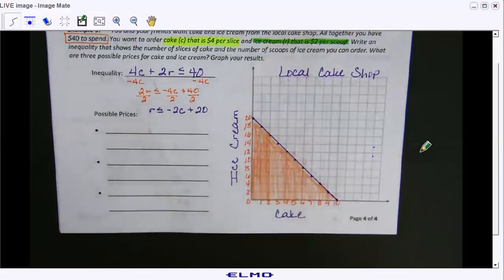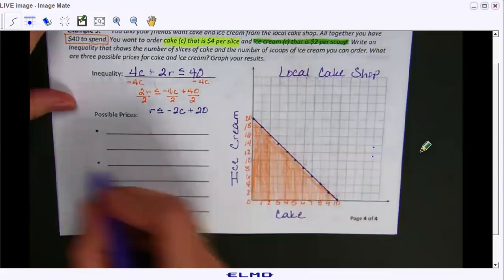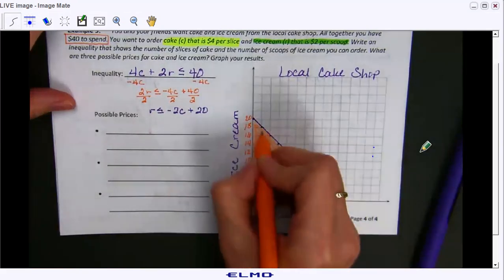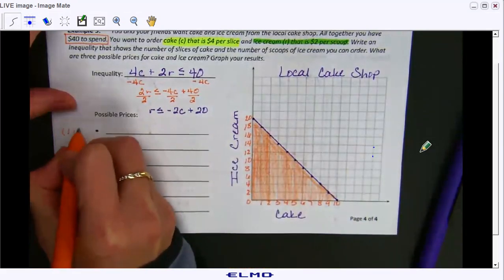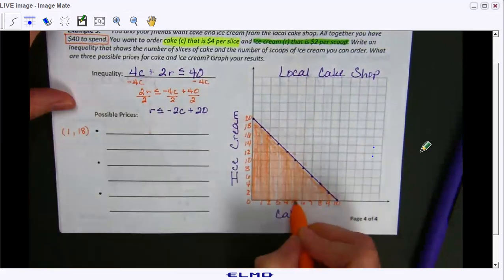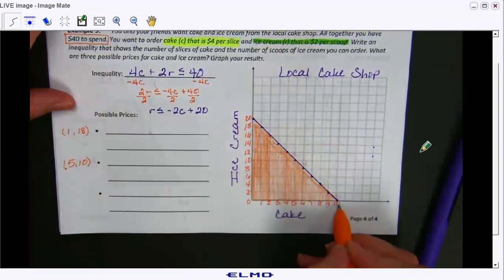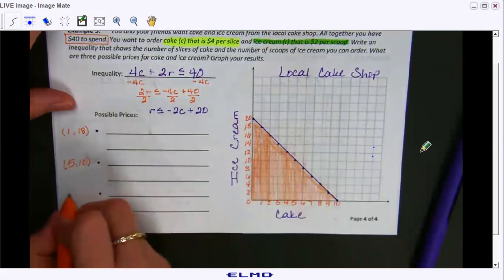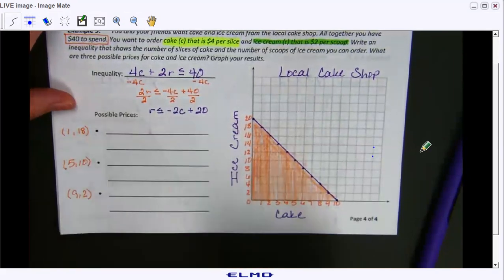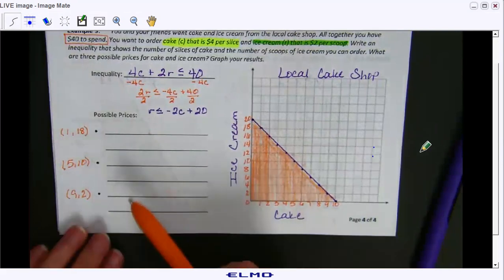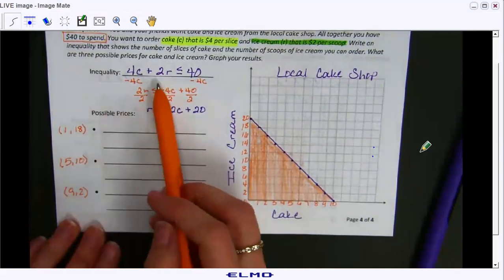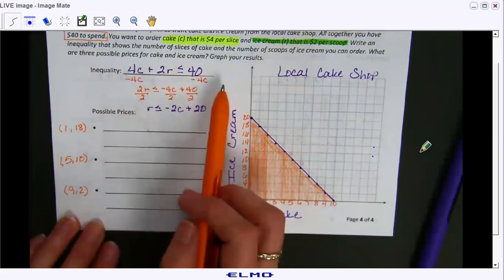And we're going to do the possible prices. And we're going to choose some ordered pairs. Now, I think I'm going to choose some simple ones. I'm going to choose (1, 18). And then I'm going to choose (5, 10). And then I'm going to choose (9, 2). Okay. And remember, all we're doing is plugging it into this original inequality to test it out.